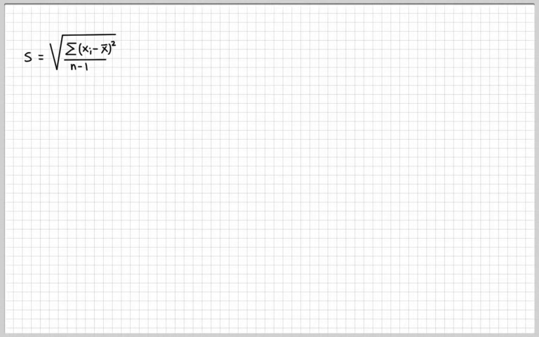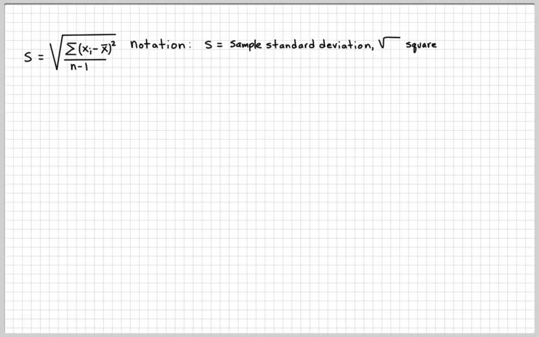In this video, we're going to talk about the sample standard deviation. It looks complicated, but it's not. It's pretty straightforward. Let's talk about the notation. Small s is the sample standard deviation. The square root is the square root that you've seen most of your math career. The sum, or the sigma symbol, means you have to add whatever it is that they want.